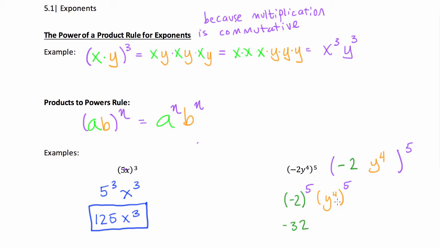And then y to the fourth to the fifth. To do that I need my exponent rule. So this is y to the fourth times y to the fourth, and so on. I end up with a total of 20 factors of y, because when I take this power and raise it to a power, I multiply those powers. So I have y to the 20th, and then that is my final answer.